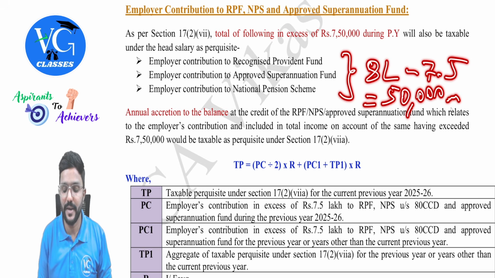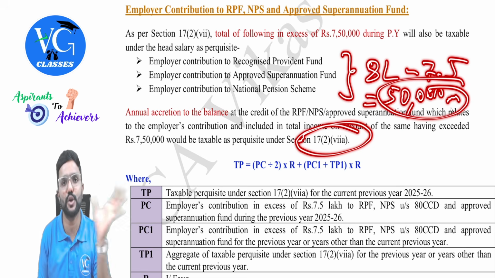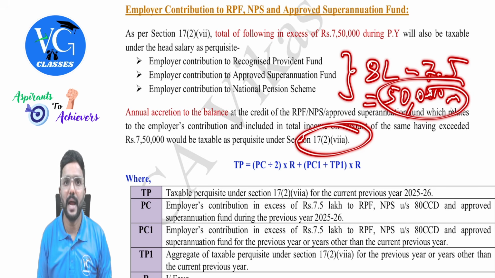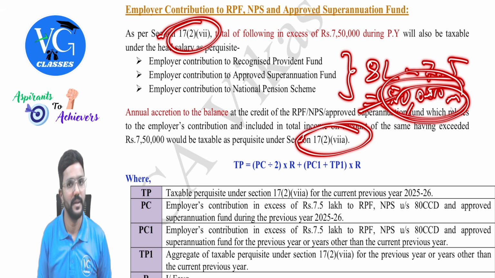And section 17(2)(viia) will tell whatever income is earned on this 50,000, that is in the form of interest or dividend, even that would be taxed as perquisite. So the first part 17(2)(vii) is talking about principal element, whereas 17(2)(viia) is talking about income on that amount.